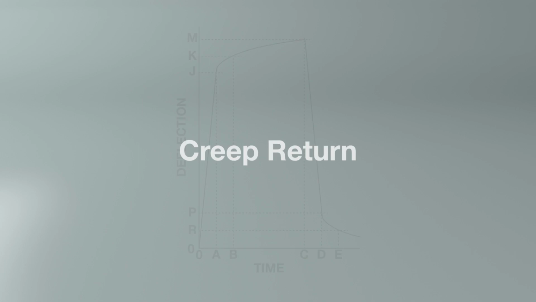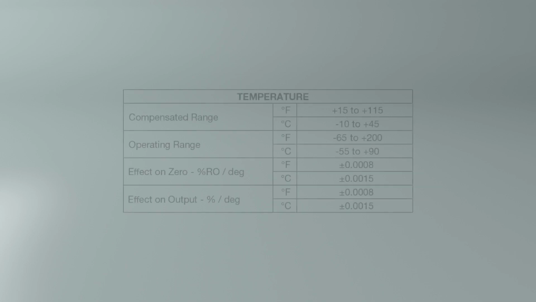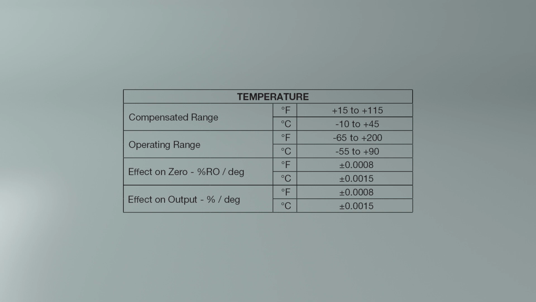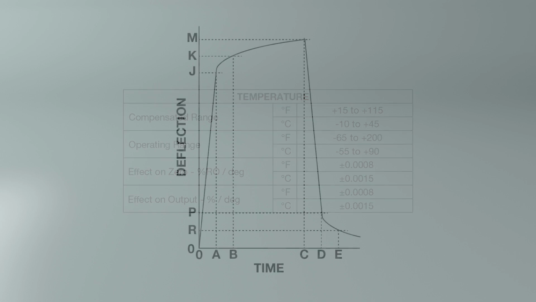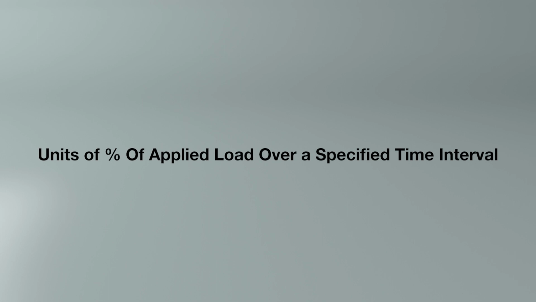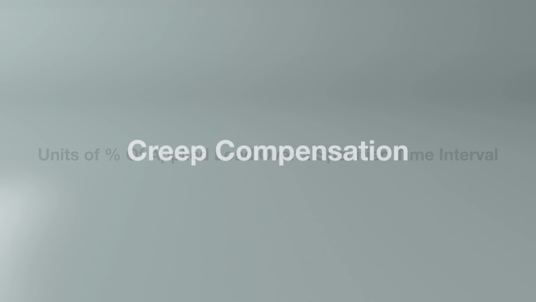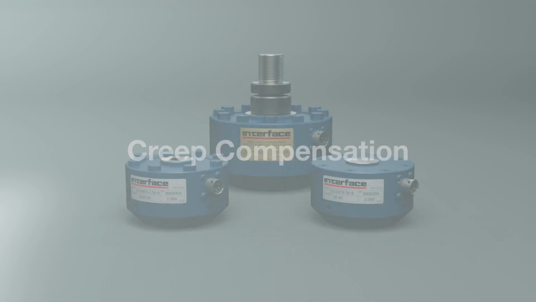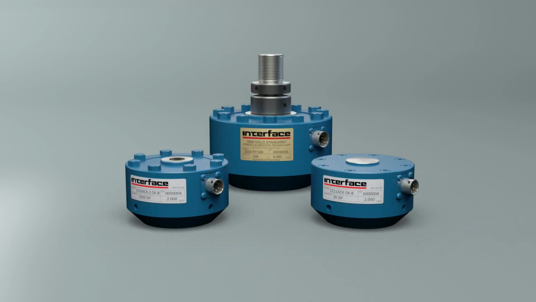The difference between the load cell signal immediately after removal of a load which had been applied for a specified time interval, environmental conditions and other variables remaining constant during the loaded interval, and the signal before application of the load, is normally expressed in units of percent of applied load over a specified time interval. It is also possible to match the creep of the strain gauge to the creep of the flexure material, thus at least partially canceling out the creep effect.